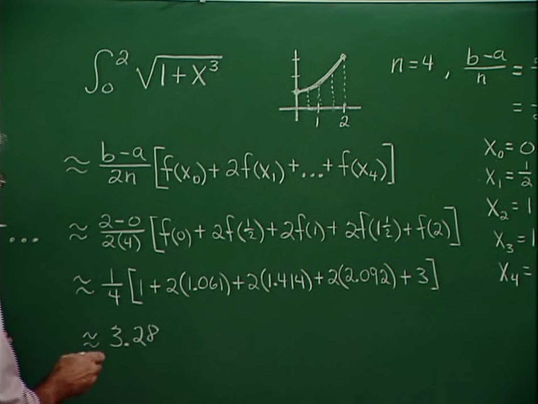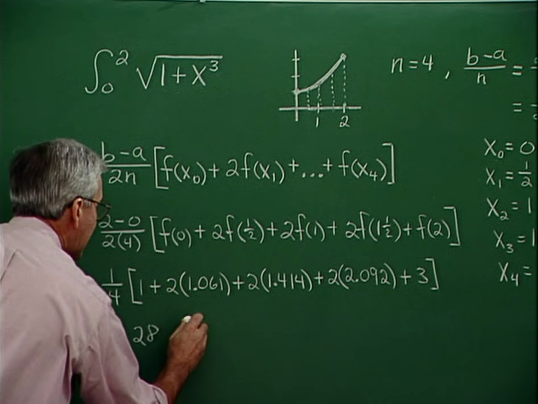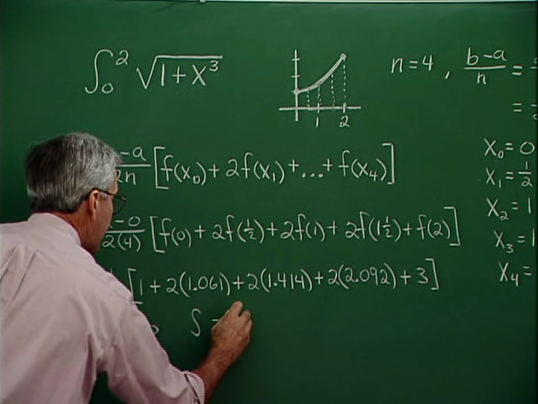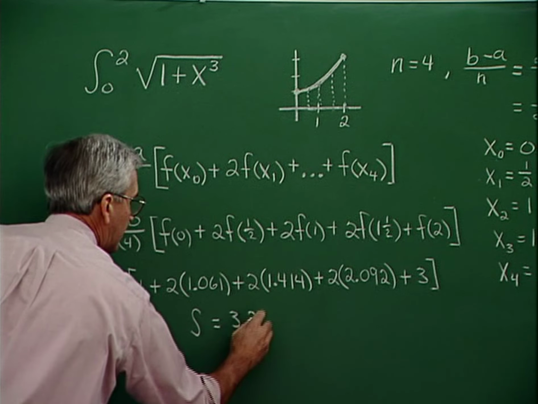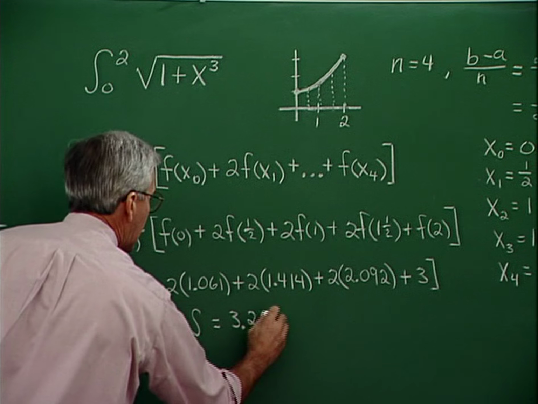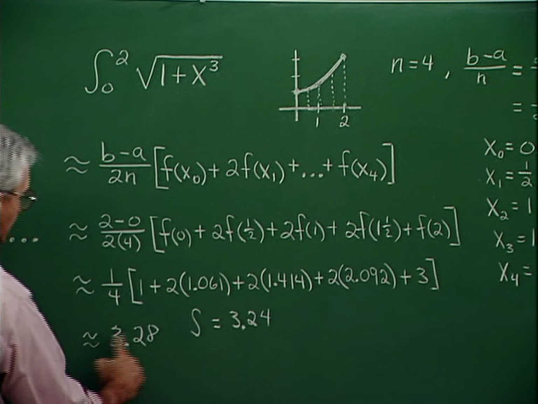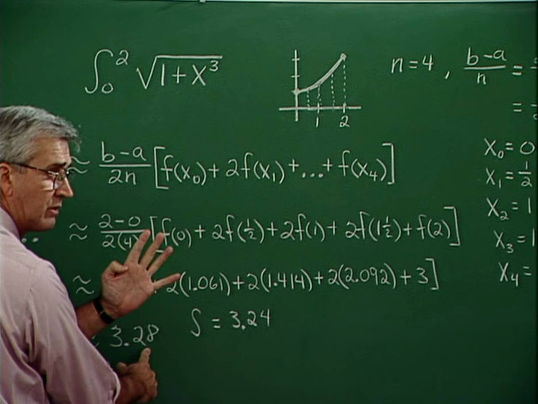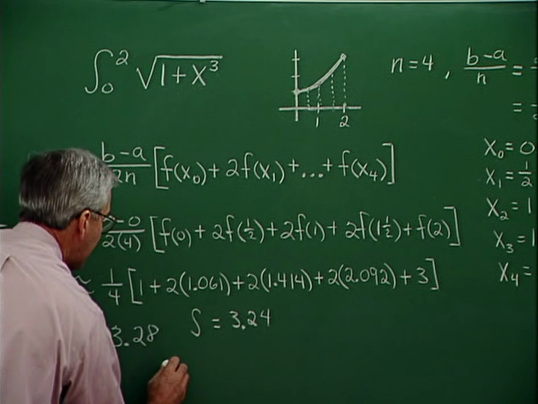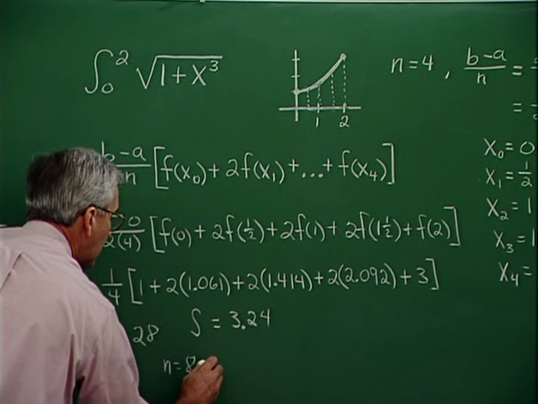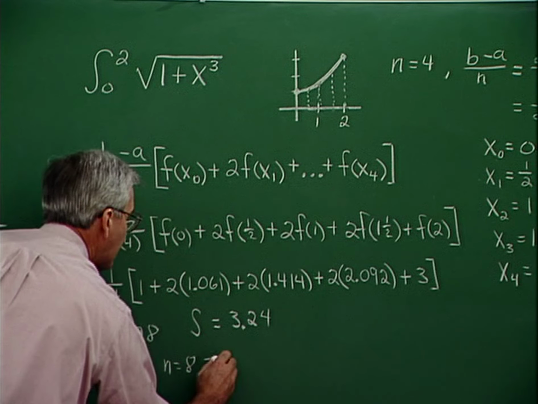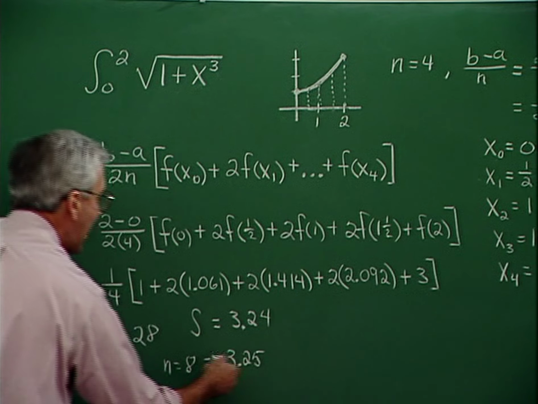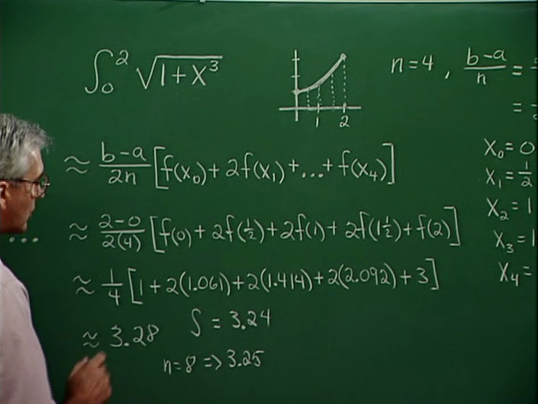Now, I need to tell you that the actual integral is equal to 3.24. And notice that we get a pretty good approximation just using 4 trapezoids by letting n be 4. If n were equal to 8, then we would get a value of 3.25. Wow, extremely accurate by using only 8 trapezoids.